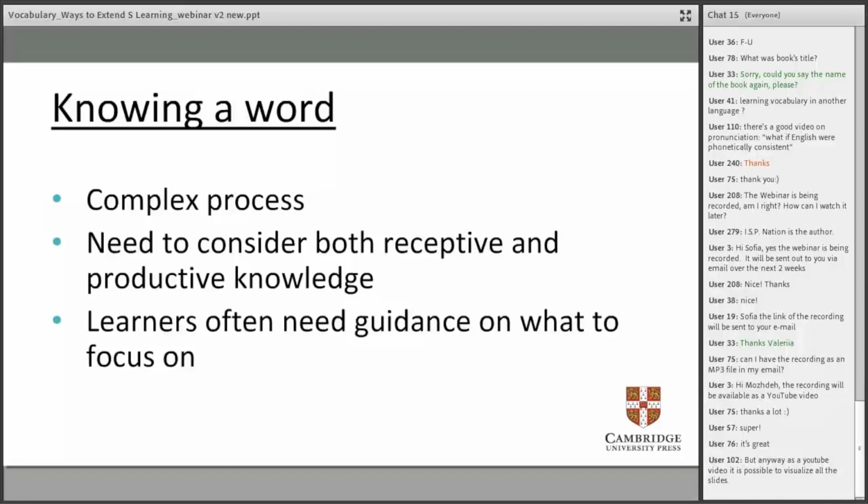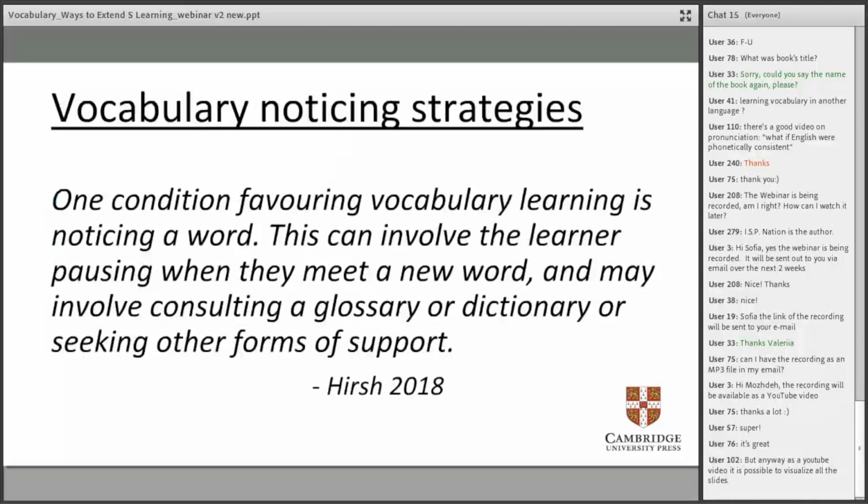We also need to think about the fact that knowing a word can be both receptive and productive. So some words, perhaps we only need to be able to understand. We may not necessarily want to use them, whereas other words, it's important that we need to be able to use them. That will depend on the context in which people are trying to use English. And the key point here is that learners often need guidance on what to focus on. So that's what I want to have a look at.